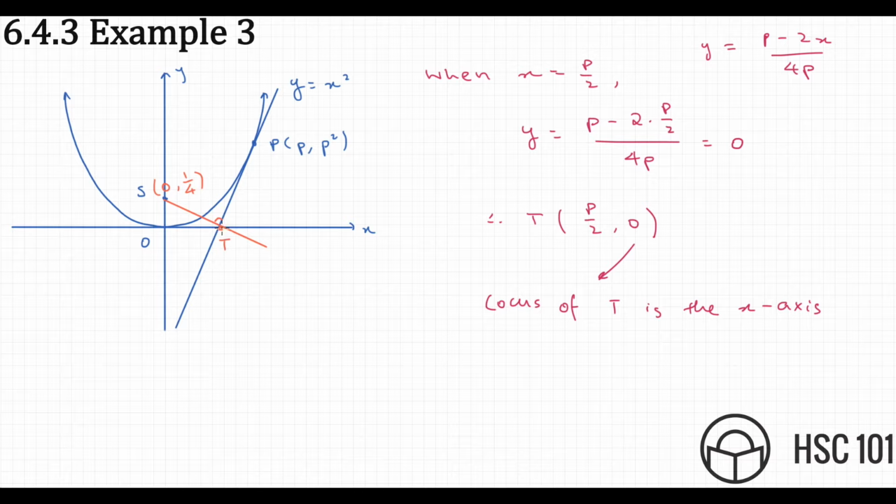So as P moves around, T is going to continue to move, but it will always lie somewhere on the x-axis. We don't know the x value. The x value is p over 2, which means that it depends on P. So it could be anywhere on the x-axis, but it always lies on the x-axis, and that's the important part. So the locus of T is the x-axis, or in other words, y equals 0. And that's what we have for example 3.